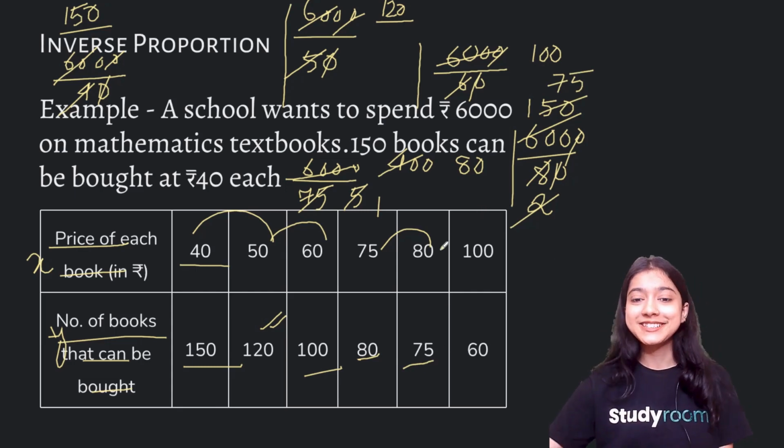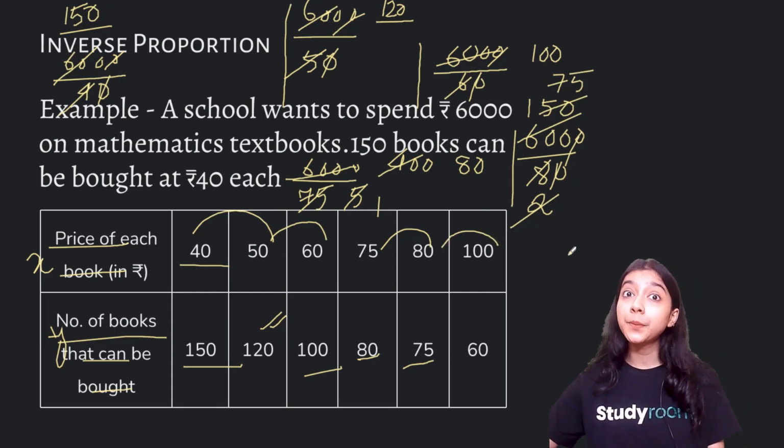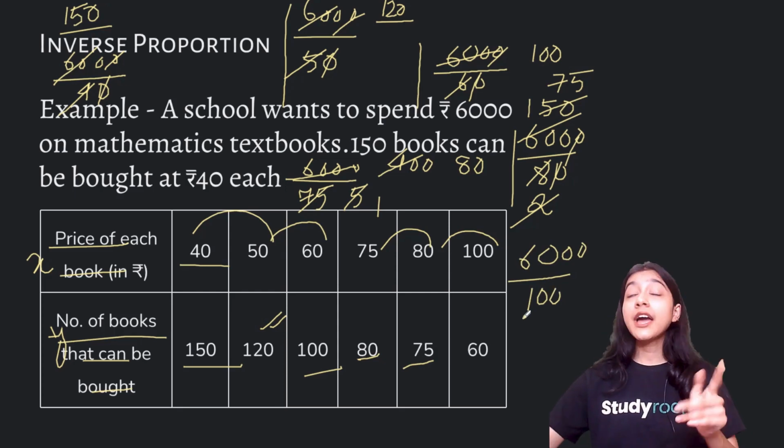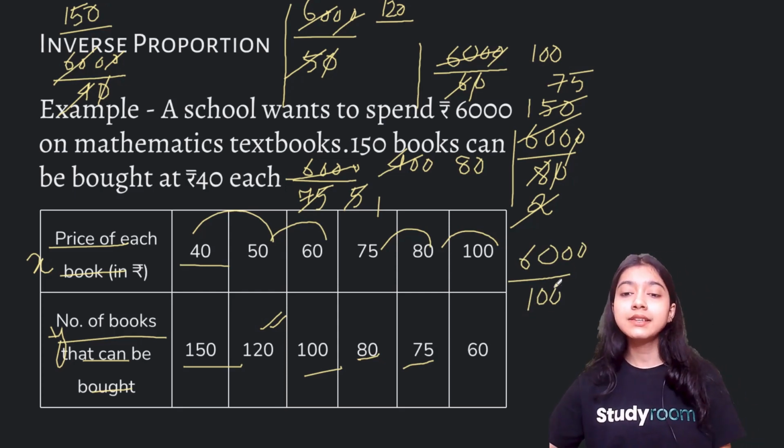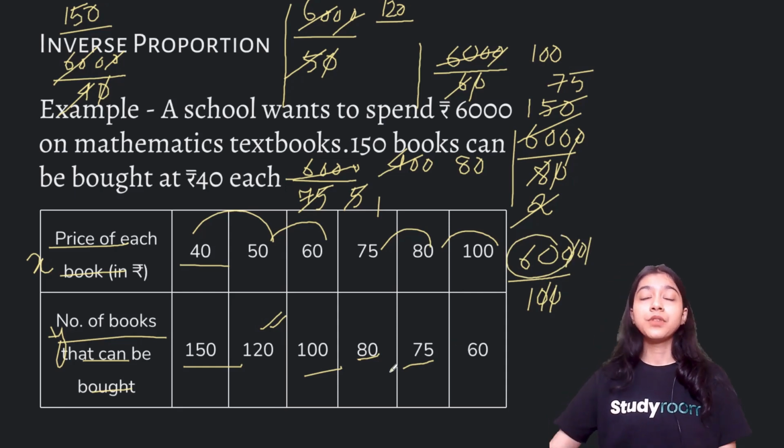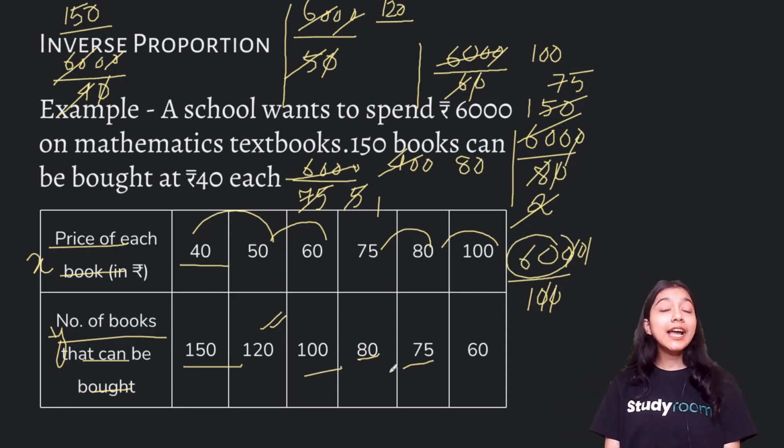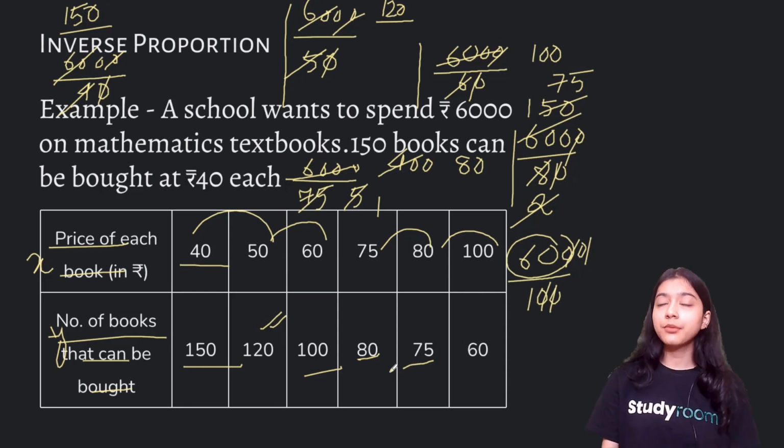Again, the price will increase and it will become 100 rupees per book. So the total amount that I can spend is rupees 6,000. Per book I have to spend 100. When I divide both the quantities, I'll get the number of books. That is, the 0 0 gets cancelled and I'll be left behind with 60. So 60 will be the number of books that I'll be able to buy.